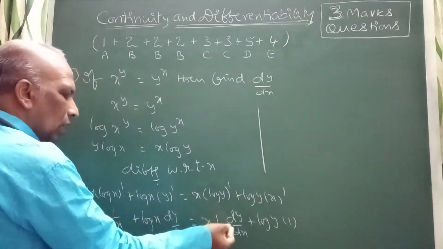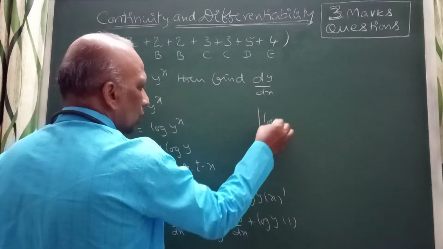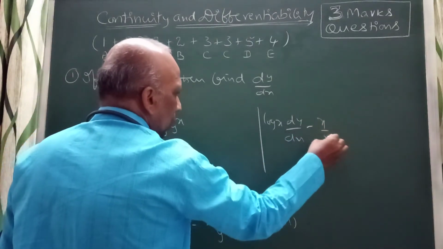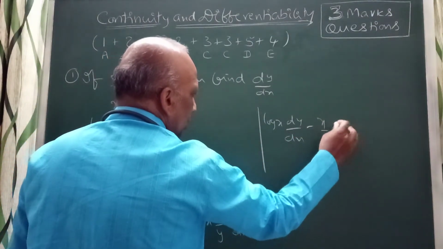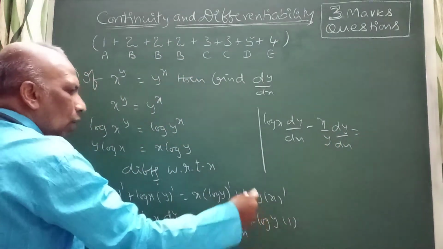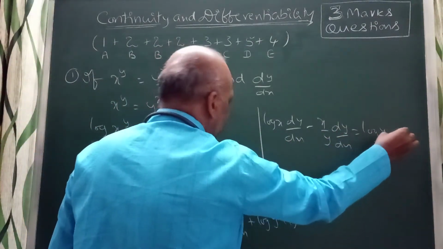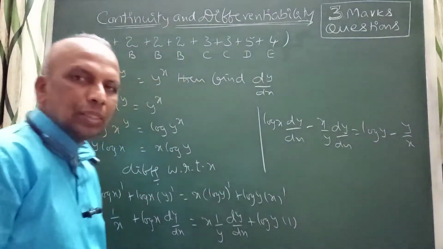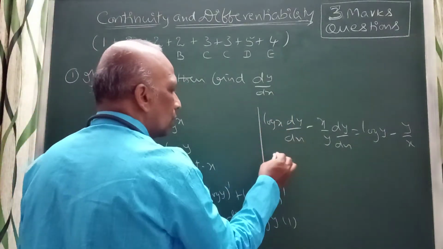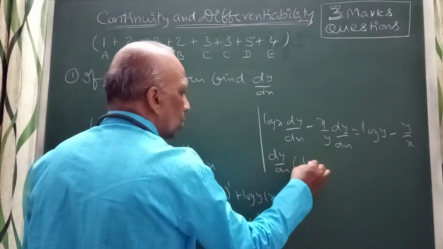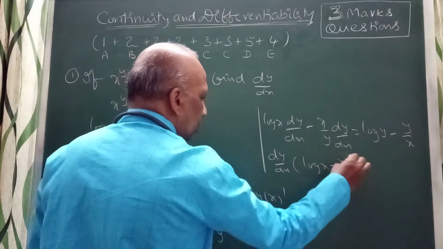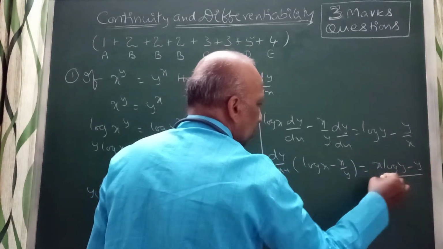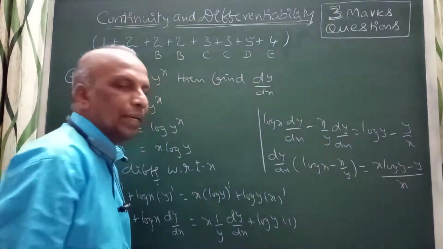After this, I can transfer terms to this side. Log x dy by dx minus x by y dy by dx is equal to log y minus y by x. Now you take dy by dx common here. If we take dy by dx common, you will get log x minus x by y. Here I can take the LCM: x log y minus y by x.